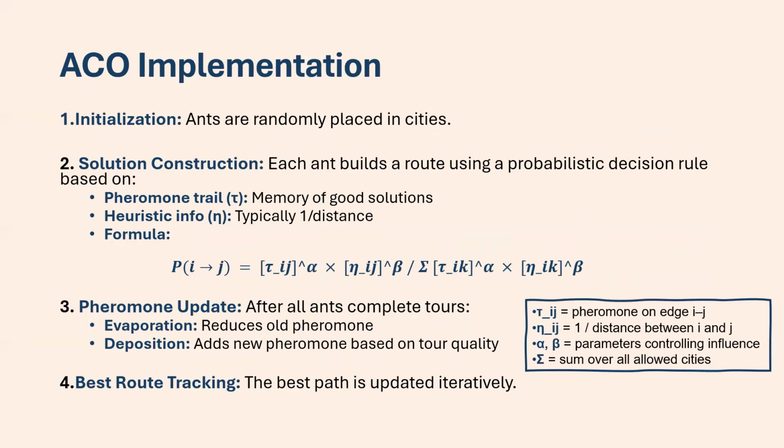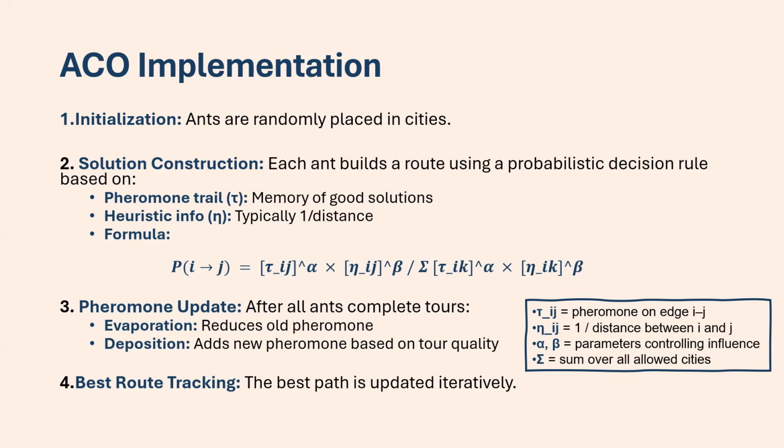The formula shown here calculates the probability of choosing the next city. Ants are more likely to pick paths with higher pheromone levels and shorter distance. The parameters alpha and beta control how much weight we give to pheromone and distance. And the summation in the denominator means we are summing over all the possible cities the ant can go next.